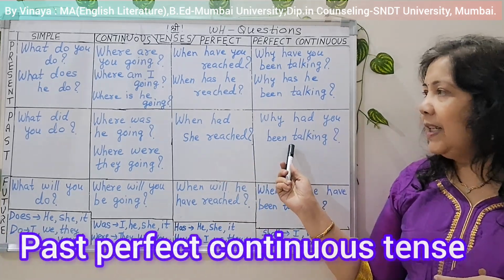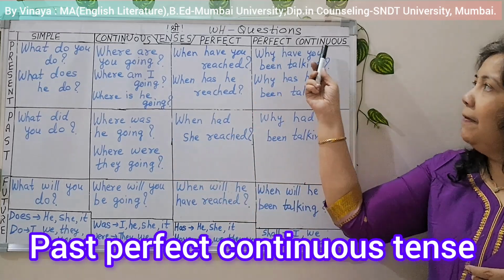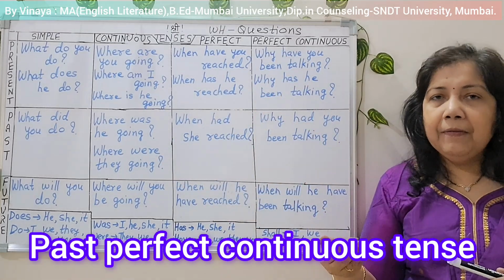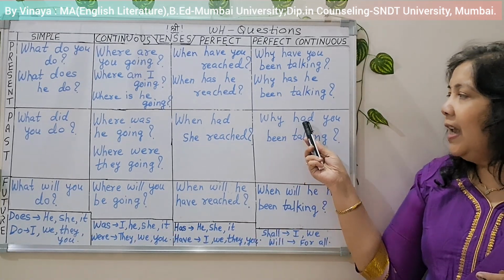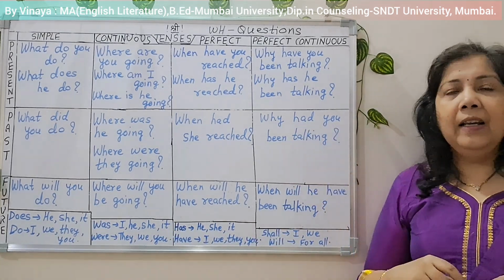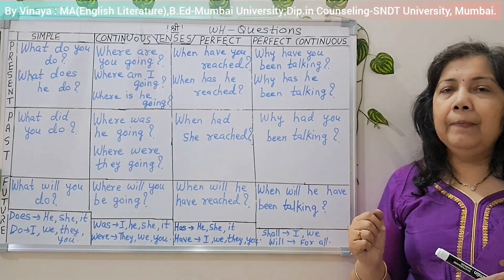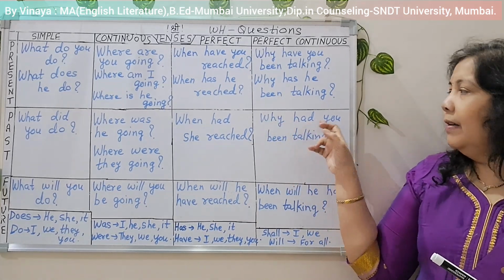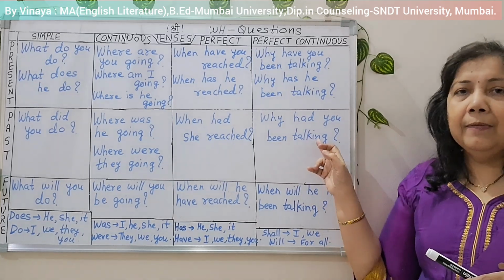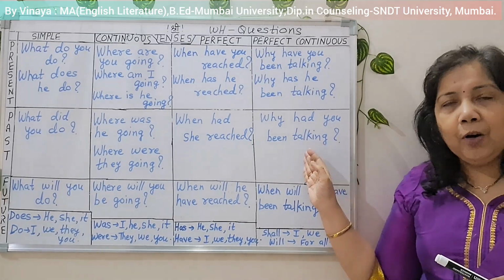And the last in past tense is past perfect continuous tense. Now the question is, why had you been talking? Again WH, had, subject, been, verb plus ing is the format.